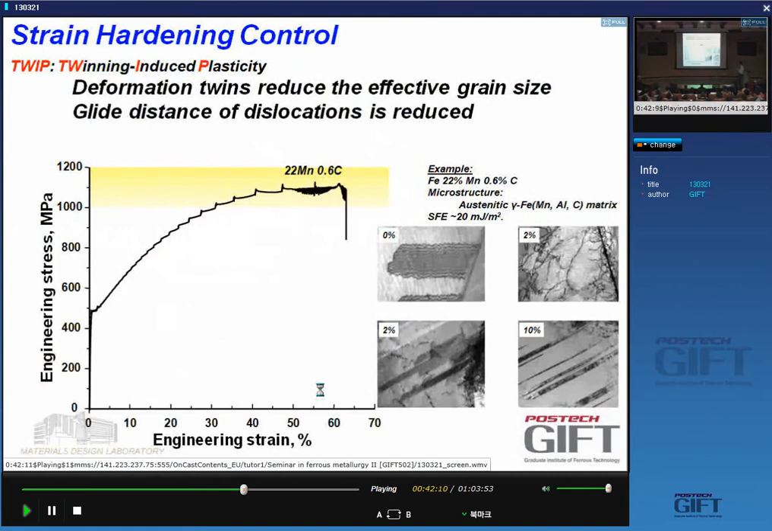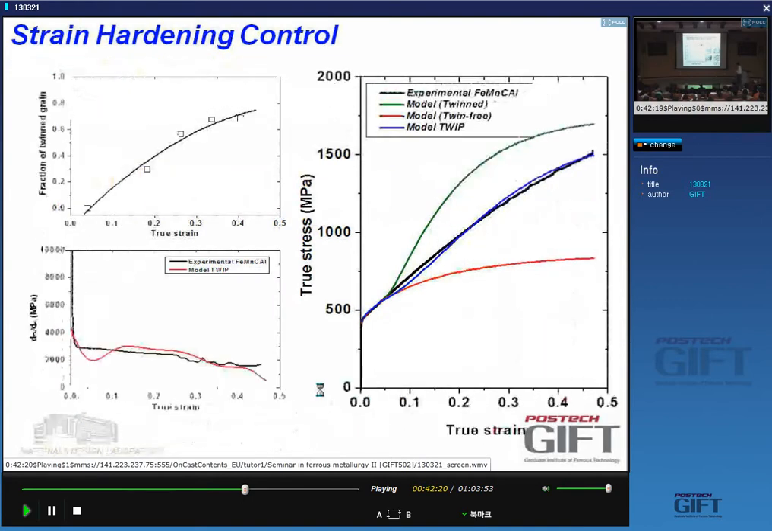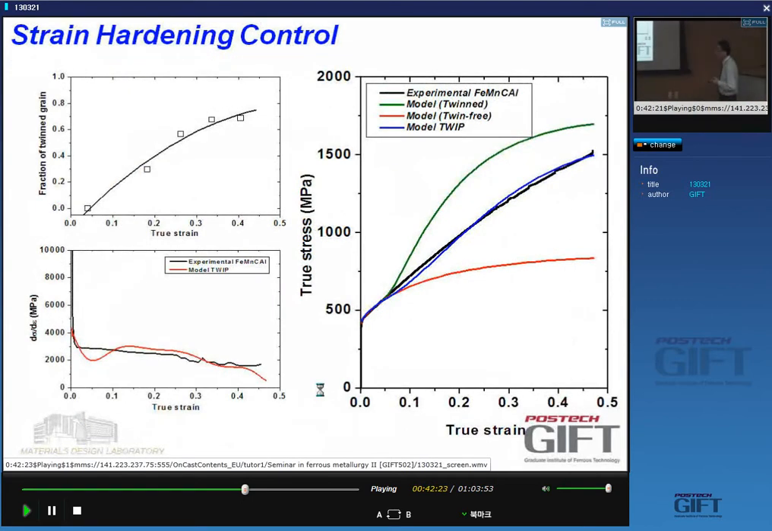These are some examples here for the TWIP steels. You can get 1,000 megapascal. Elongations are very high. You can follow the process of twinning in microscopes. We can also look at the microstructure theoretically using a constitutive equation, and if this is the stress strain curve you just saw, the nice thing about having a constitutive equation is you can switch on and switch off the twinning, and you can see what would happen to my stress strain curve if I could switch off the twinning.